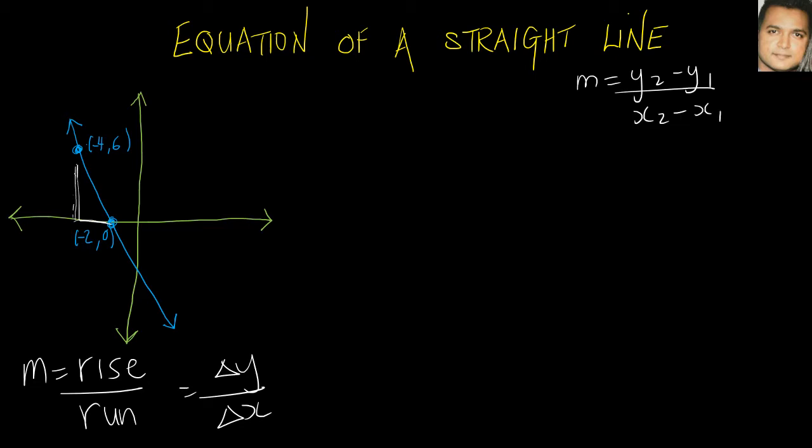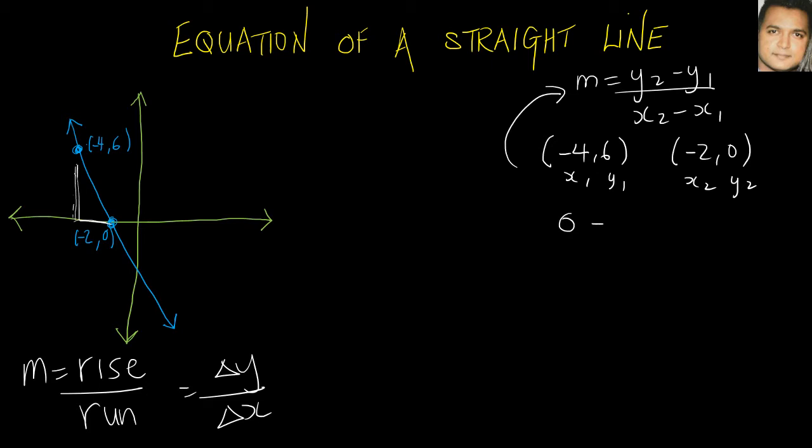So all I'm going to do is take those 2 points, which is minus 4 and 6, and the other point is minus 2 and 0. Now I'm going to label it according to this equation on the top here. So I'll have x1 y1 x2 y2, and I'm going to substitute in the above equation. So it starts off with y2. What's my y2? It is 0. My y1 is 6. Okay, then x2 is minus 2, and x1 is minus 4.